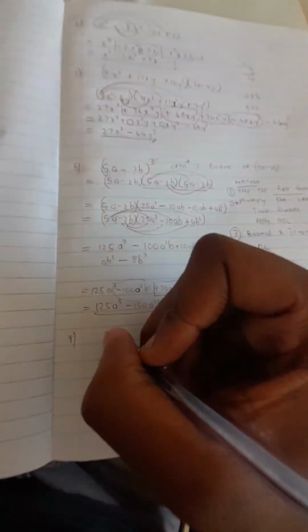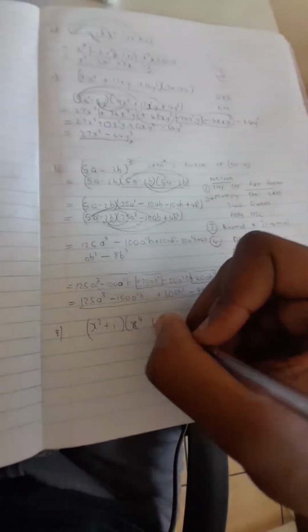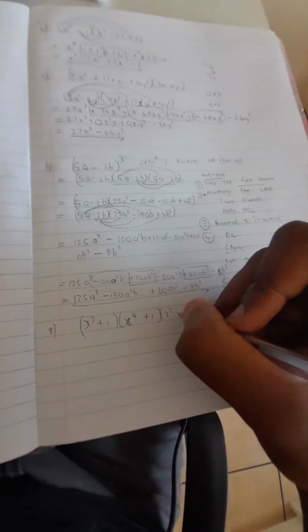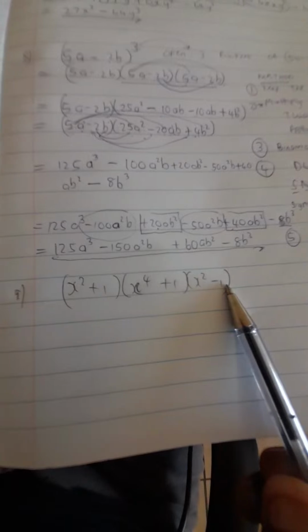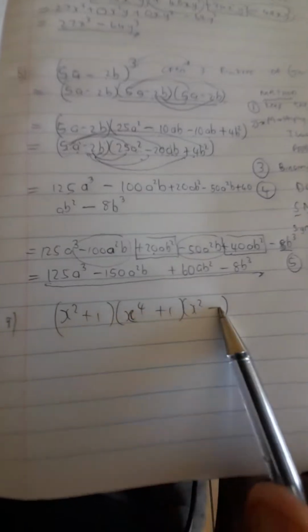Okay, right, let's move on to the next question that we can look at that has to do with a single term. X squared plus 1 into x to the power 4 plus 1 into x squared minus 1. Now guys, here we have 3 binomial brackets. So we can choose to use the approach that we have just looked at, where we keep the first bracket and then we multiply the last two.